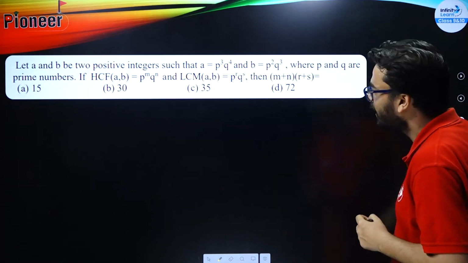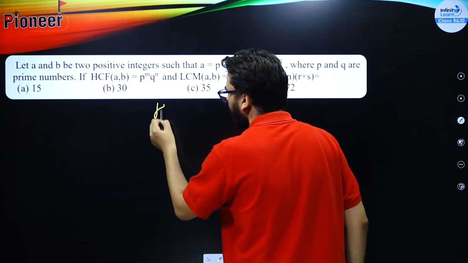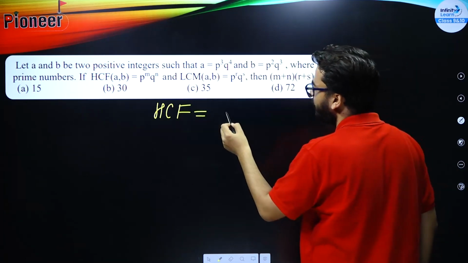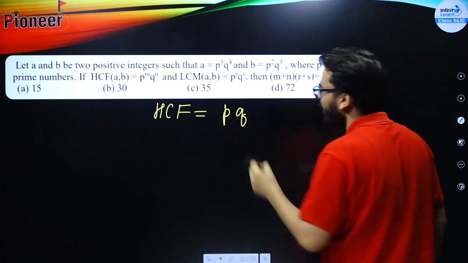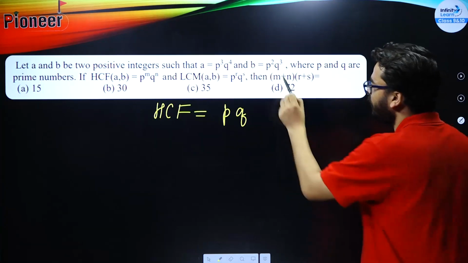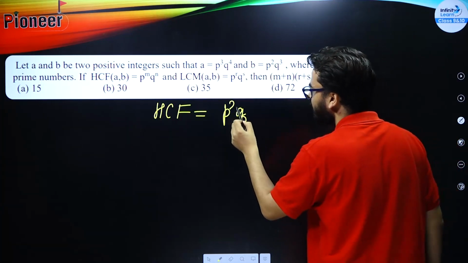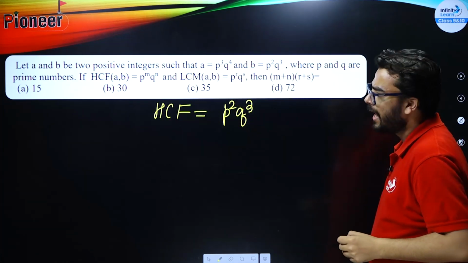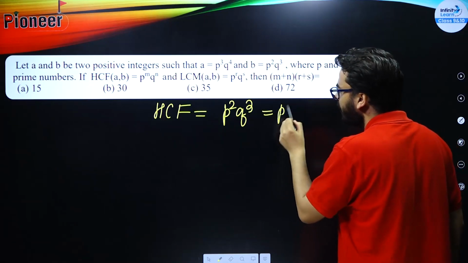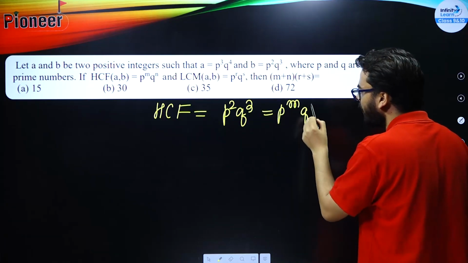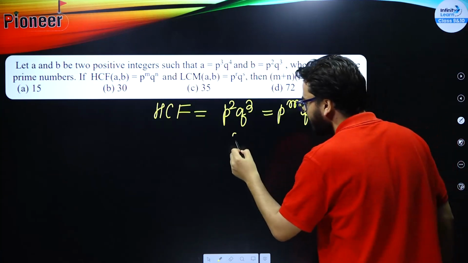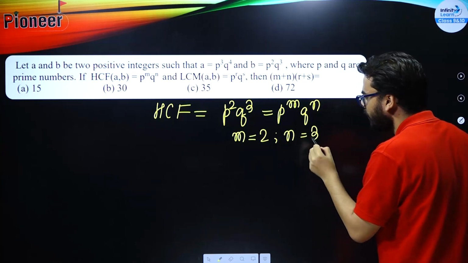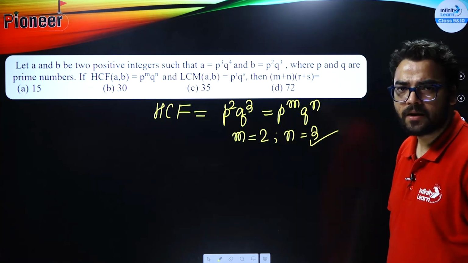So how will you find their HCF? HCF is what, guys? You have to take the common prime factors. So common prime factors are P and Q only over here, right? And then you have to take the least power of it, P square, Q raised to power 4, Q raised to power 3, you will take 3 over here, right? And that is given to be equal to P raised to the power m, Q raised to the power n. So if I compare on both the sides, can I get m is equal to 2 and n is equal to 3 over here? I hope this thing is clear, right?